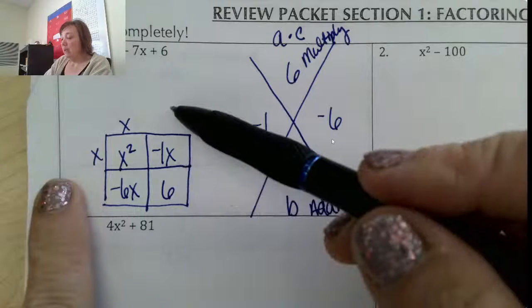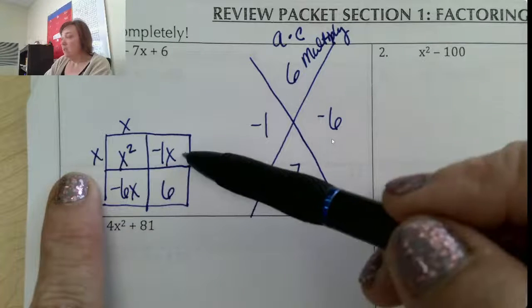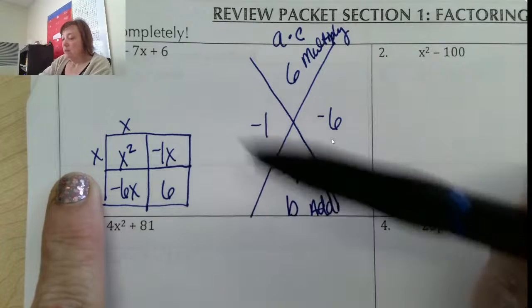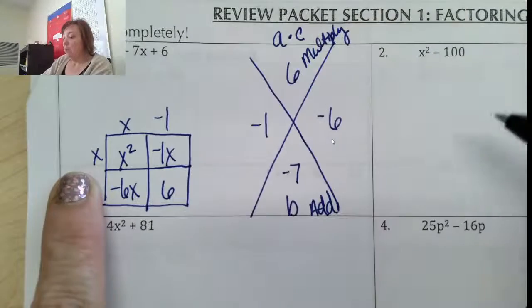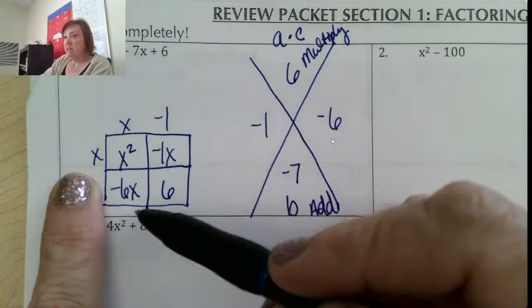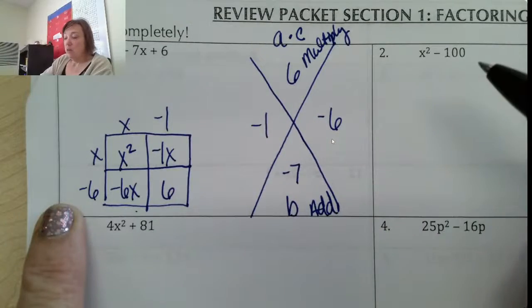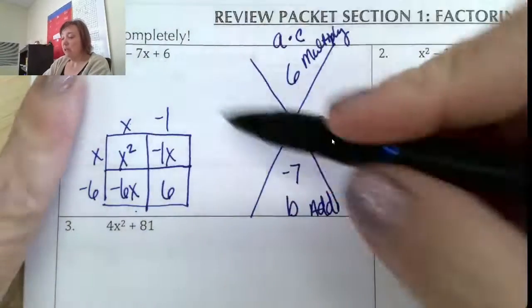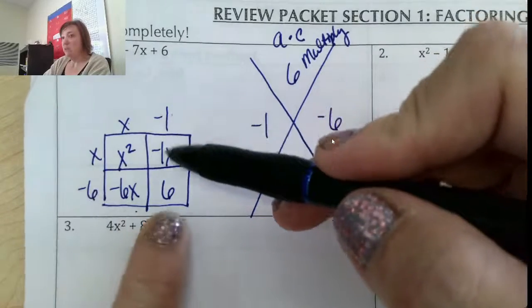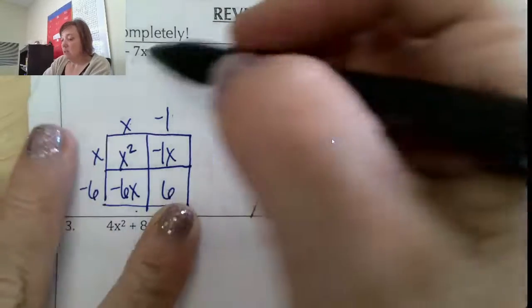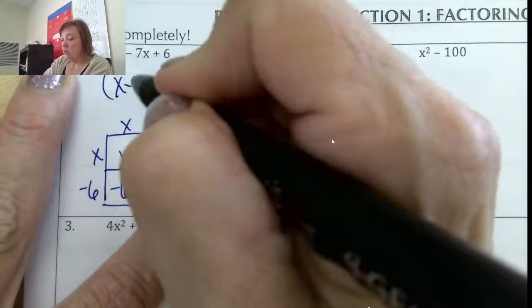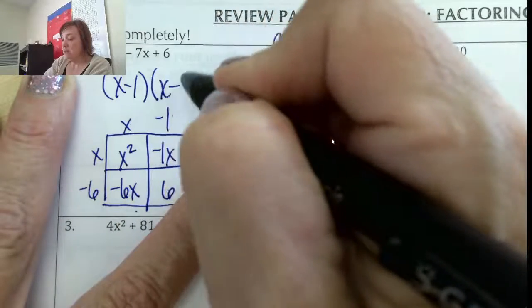Then we're going to look at, what do we do to x to get -1x? So this is a -1. What do we do to x to get -6x? So that's a -6. So our factors, and then we double check. Is -6 times -1 6? Yes. So our factors are x minus 1 and x minus 6.